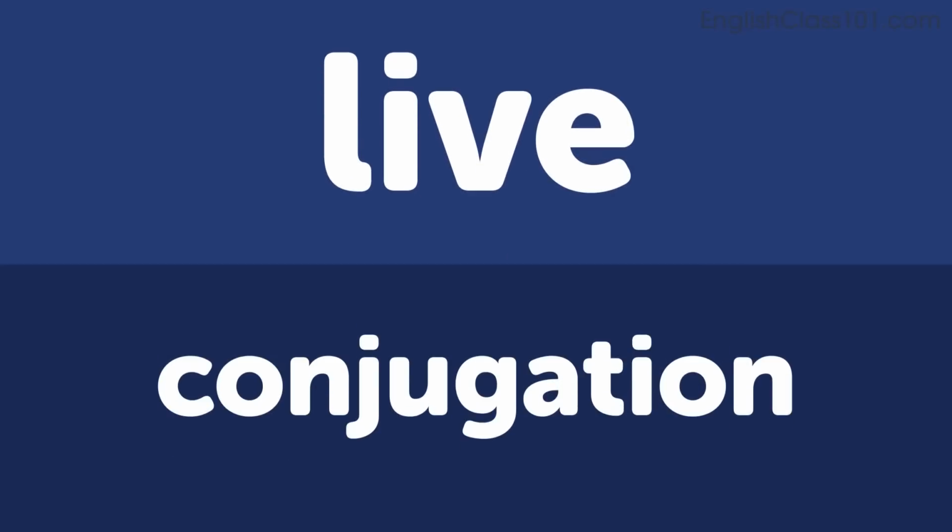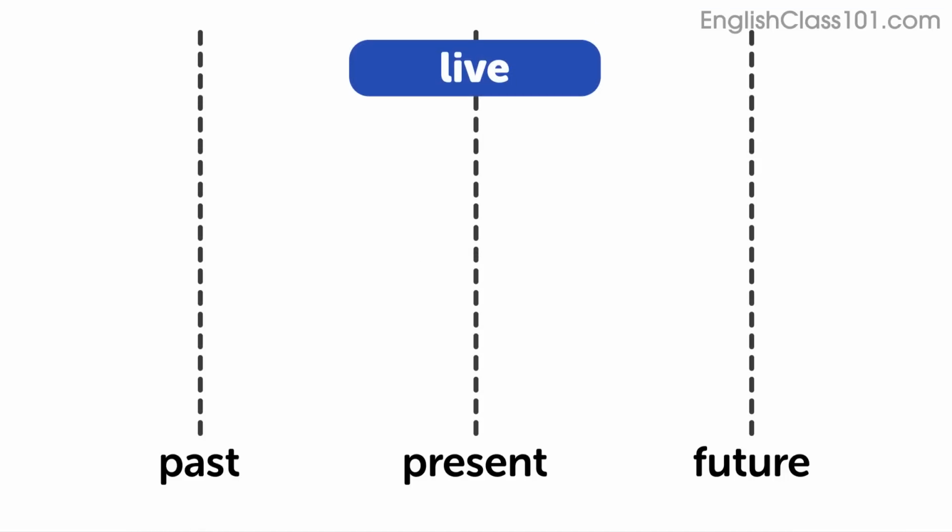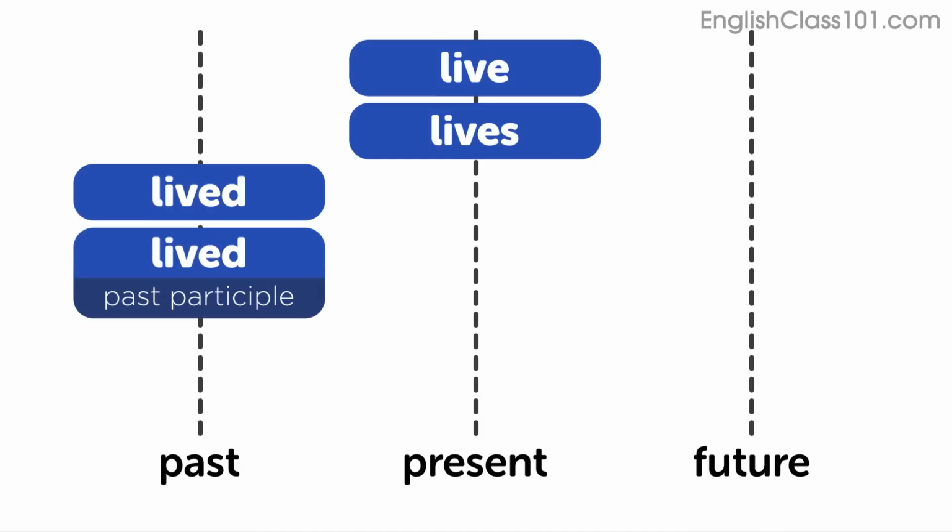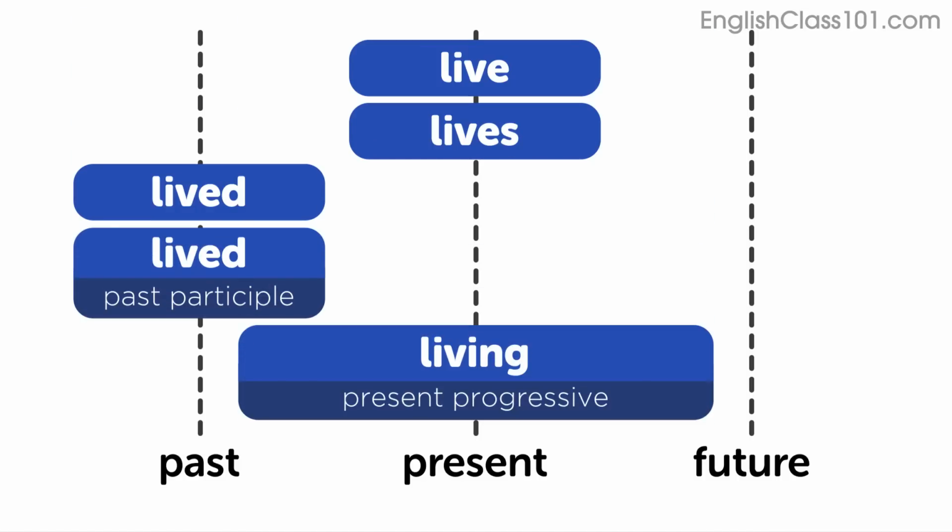The basic definition of the verb live is to be alive. To be alive. So like, I want to live. Or it lives. It lives. That was a horror movie. Conjugations of this verb. Present: live, lives. Past: lived. Past participle: lived. Progressive: living.